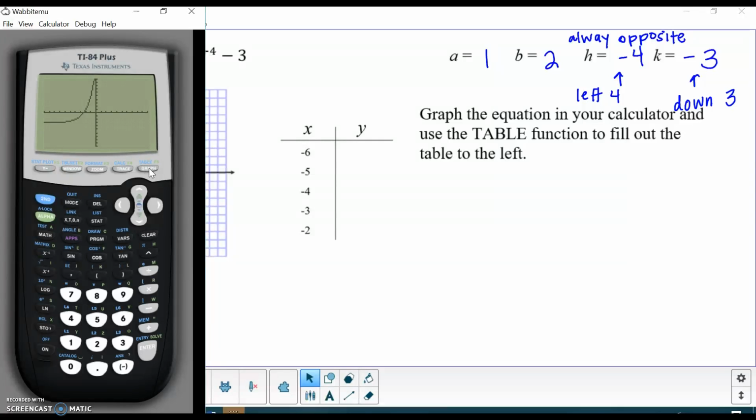But we didn't care about the graph. We wanted the table filled out. So if you hit the second button and then graph, you'll see how in blue up there it says table. You need to arrow up until you find these values that the table wants. So at -6, our graph is at -2.75. At -5, our y value is at -2.5, and so on. So go ahead and fill in those parts of our graph.